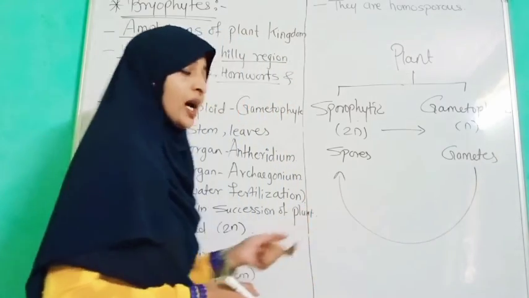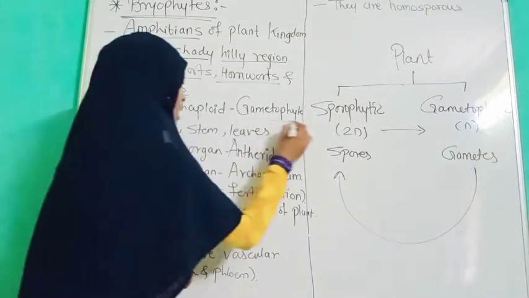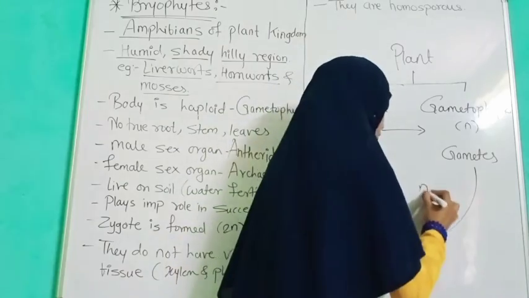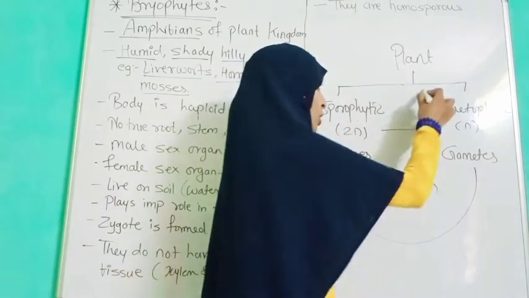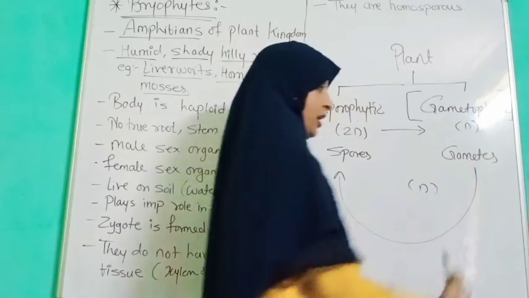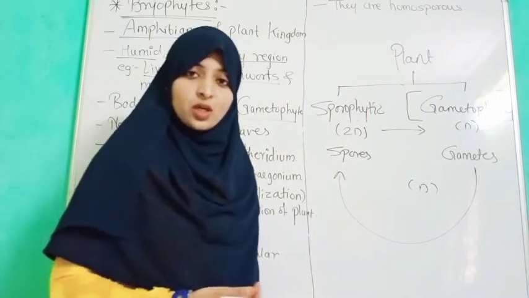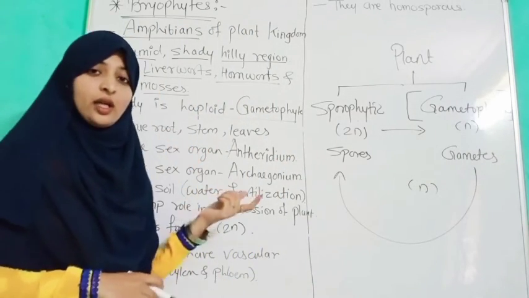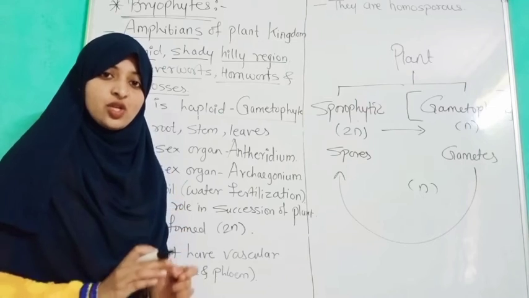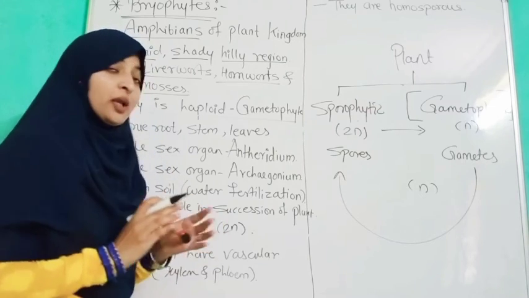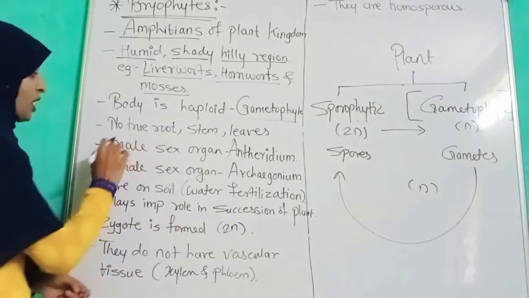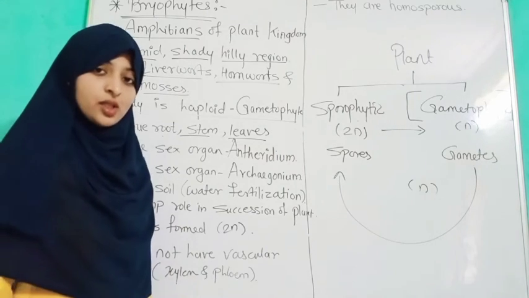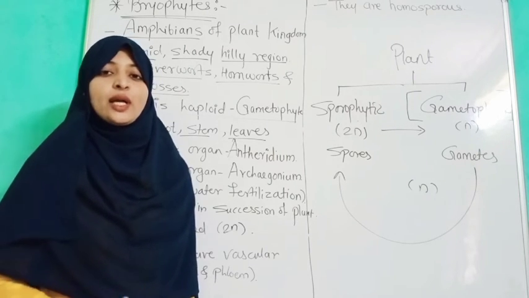Same as that, the body of a bryophyte is gametophytic. Haploid and gametophytic means n number of chromosomes are present, and the dominant life stage is gametophytic. The body which is visible to us is gametophytic in bryophytes. So bryophytes contain a haploid gametophytic life stage as the main plant body. There are no true roots, stem or leaves, but leaf-like, stem-like and root-like structures are present.